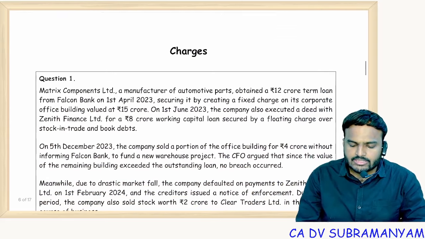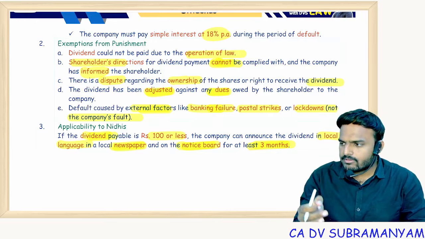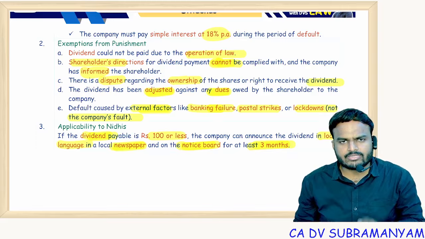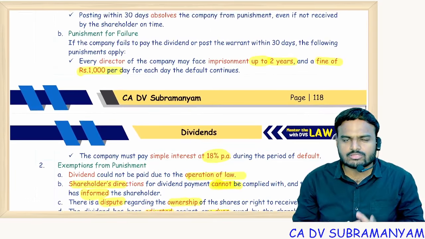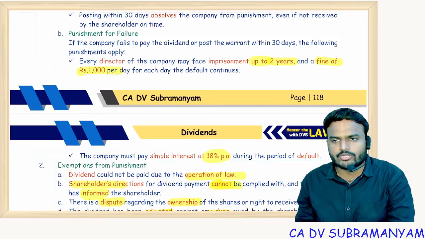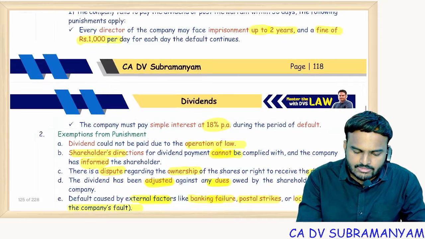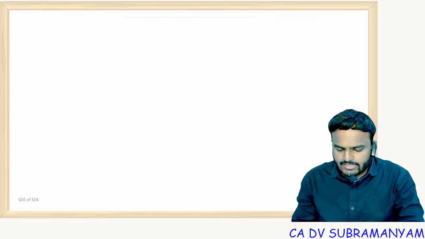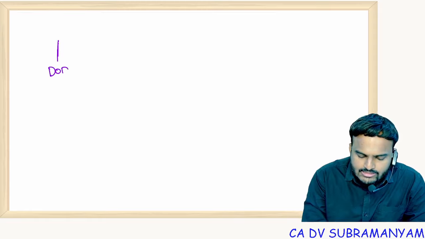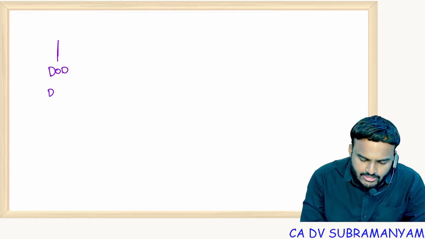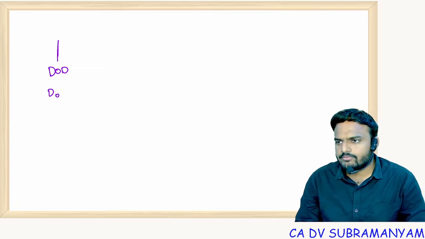So with this, dividends related exceptional areas revision is completed. Only one section I missed out, that is section 125. That is a straightforward question about the IEPF authority. Now in the dividends, just remember the timeline chart. Just remember the timeline chart. See, this is DOD. What is DOD? Date of declaration. Day 0, for example. Day 0.